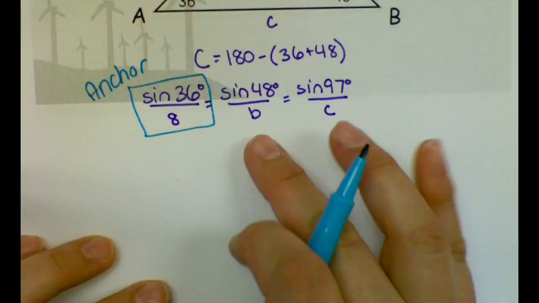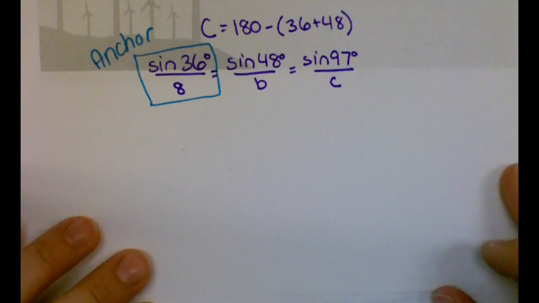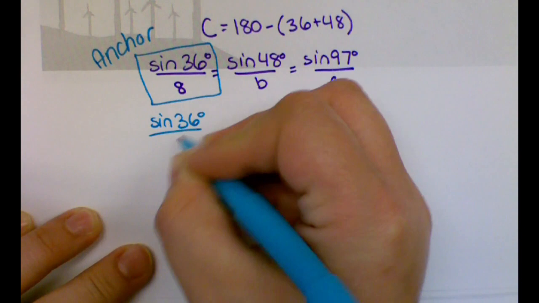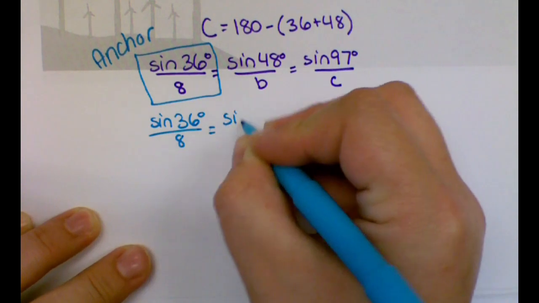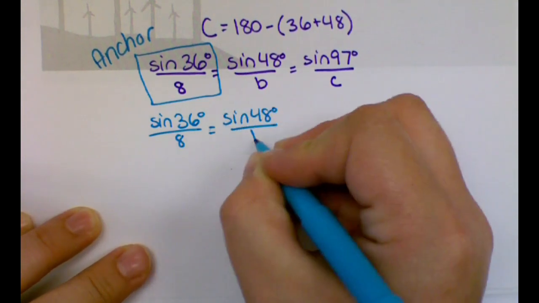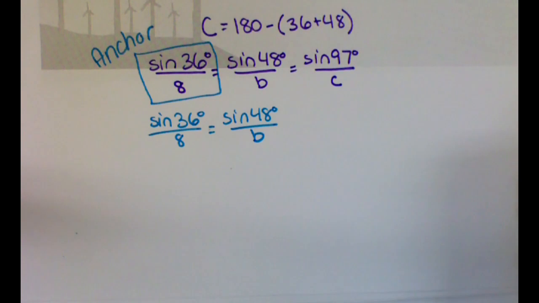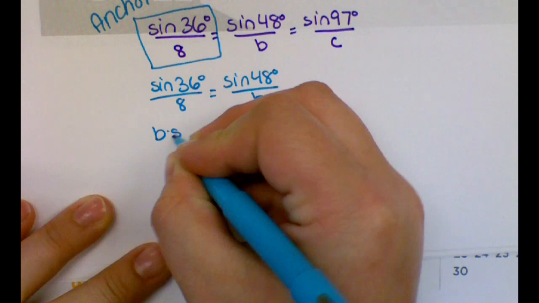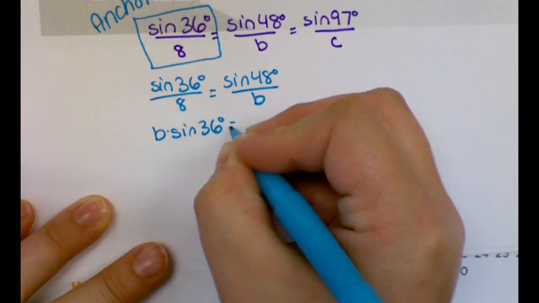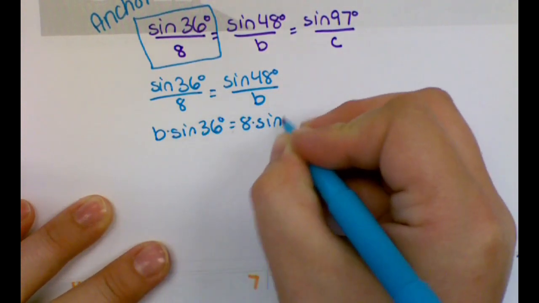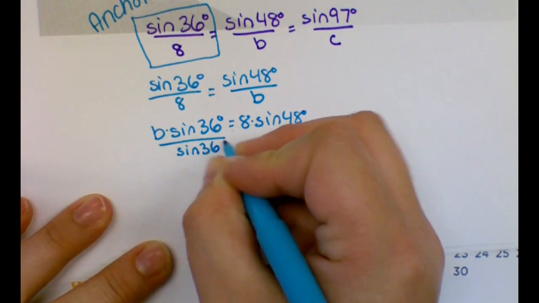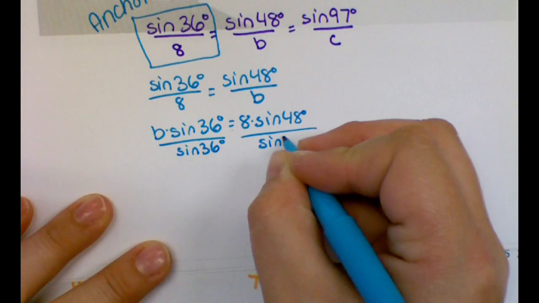So now we choose b or c. It doesn't matter. I'm going to solve for b first. So I'm going to ignore the last fraction in this. All right, we're going to solve a proportion. We cross multiply and divide. b times the sine of 36 degrees equals 8 times the sine of 48 degrees. And then divide both sides by the sine of 36 degrees to get b alone.